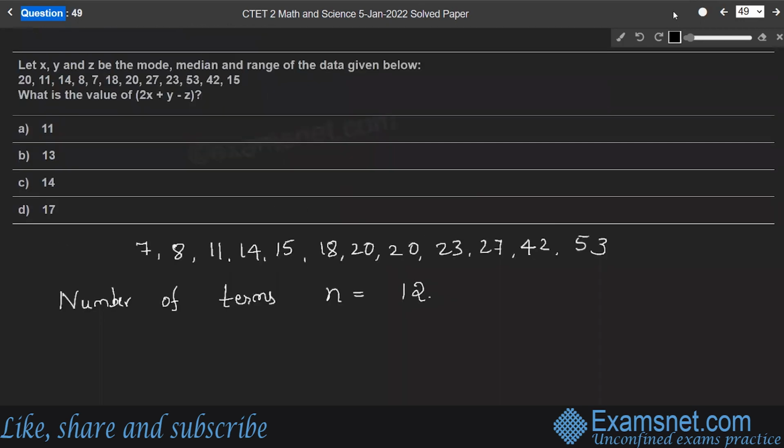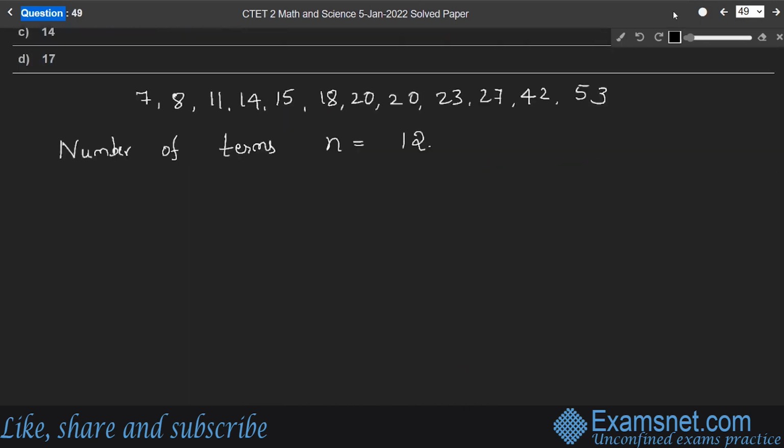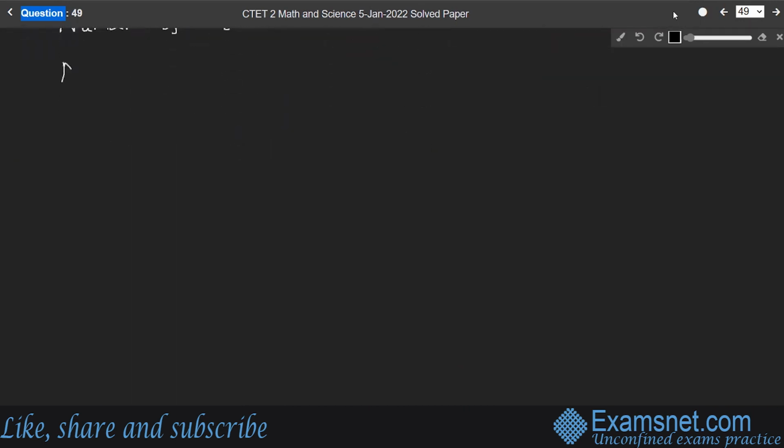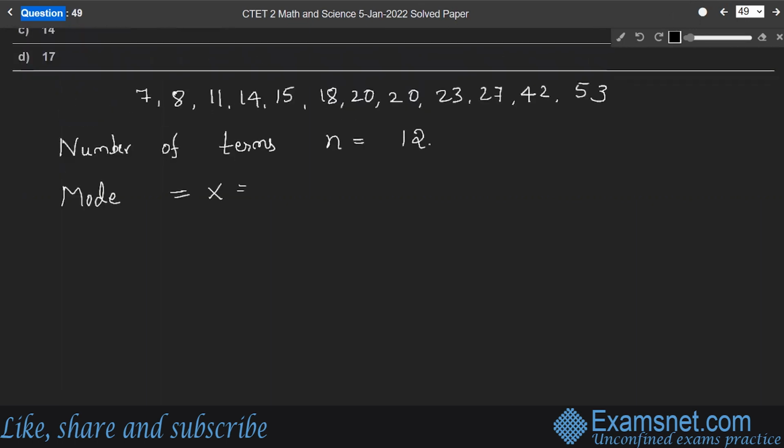So we need to find mode, median, and range. Here mode is x. So what is mode here? Mode is equal to x, mode is the value which occurs the maximum number of times in the given data. So in the given data, 20 is the mode, right?